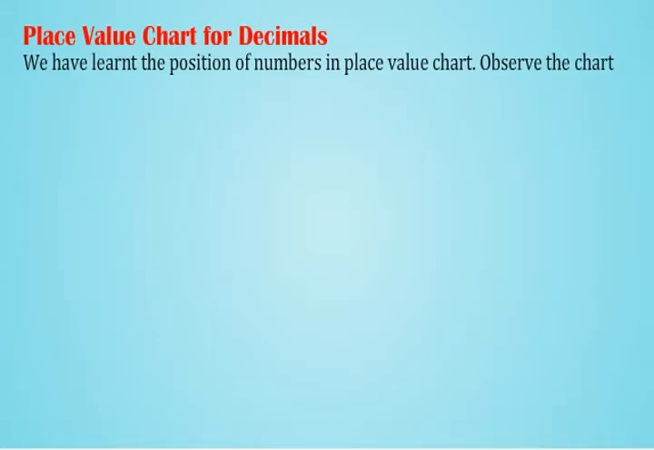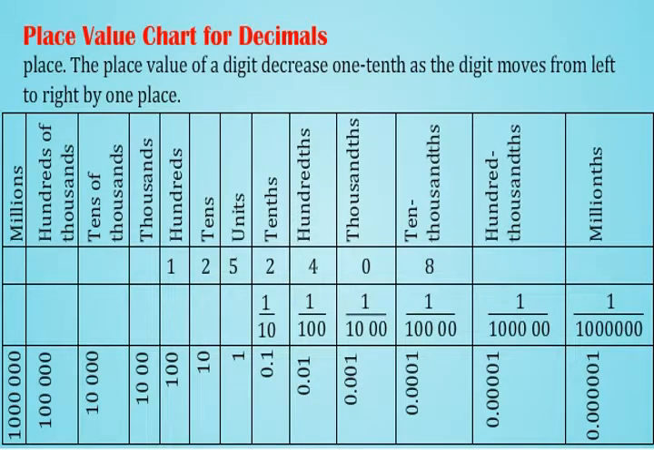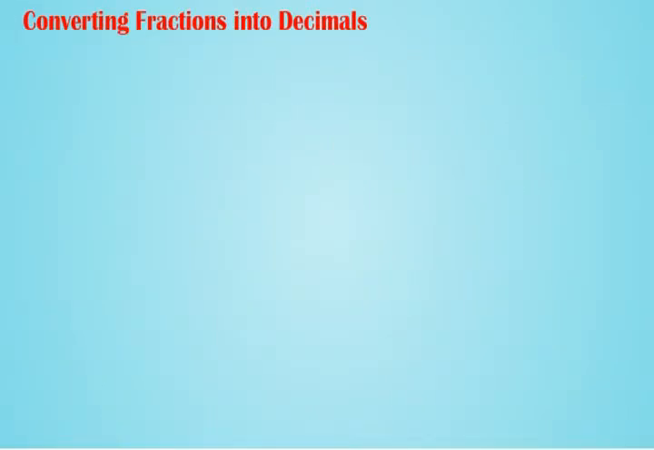Place value chart for decimals. We have learned the position of numbers in the place value chart. Observe the chart below. The value of a digit increases 10 times as it moves from right to left by 1 place. The place value of a digit decreases to 1/10 as the digit moves from left to right by 1 place.